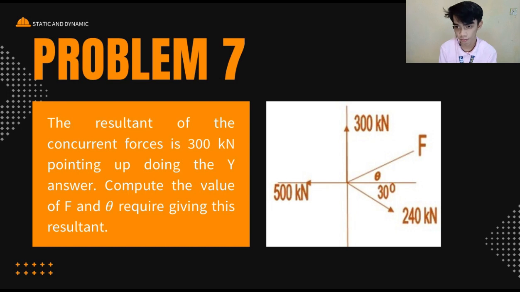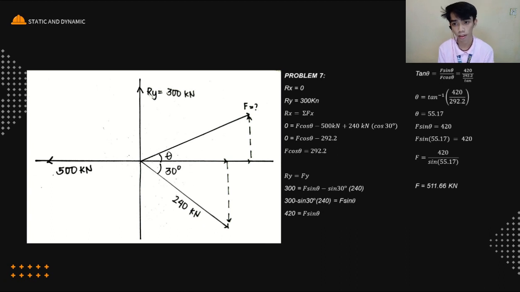Problem 7. The resultant of the concurrent forces is 300 kN pointing up along the y-axis. Compute the value of F and theta required to give this resultant. So, meron po tayo ditong apat na forces.